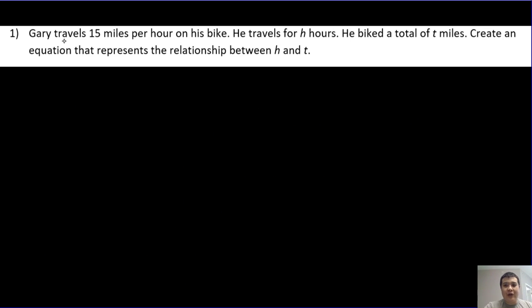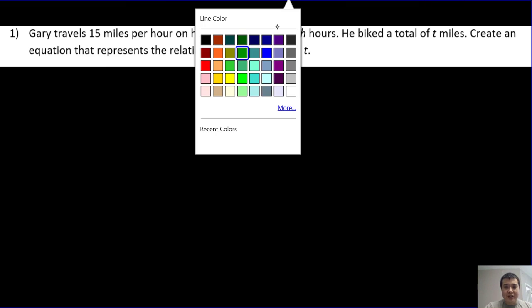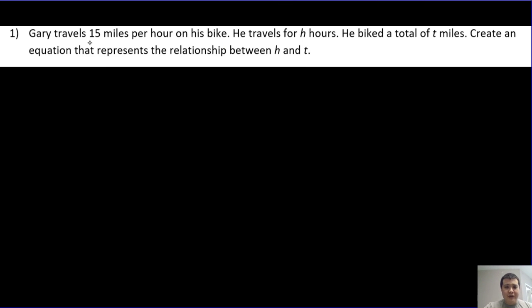It says that Gary travels 15 miles per hour on his bike. He travels for h hours and he biked for a total of t miles. Create an equation that represents the relationship between h and t. So, this is a proportional relationship because he is constantly going at the same speed.